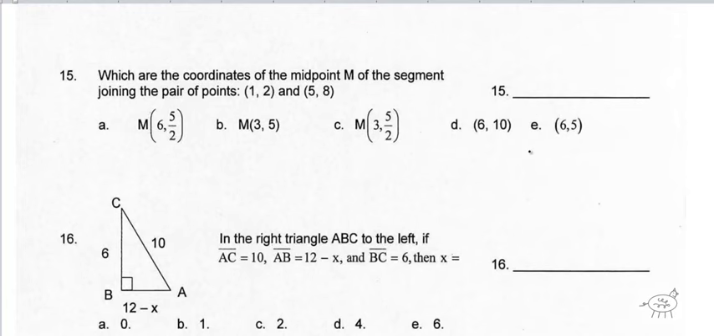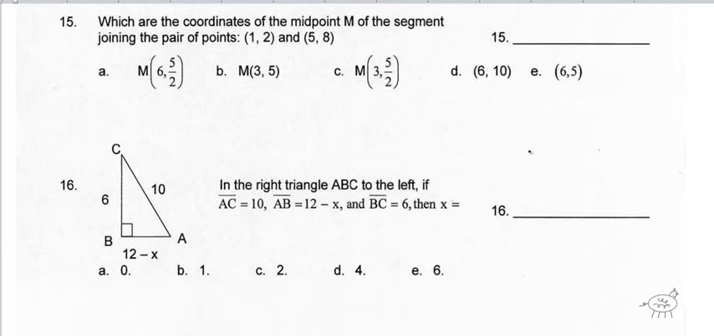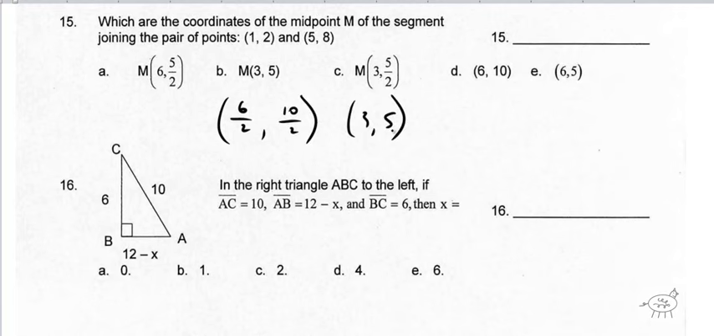Okay. 15, which are the coordinates of the midpoint M of the segment joining this pair? So again, it's a midpoint formula. It's the average. So 1 plus 5 is 6 over 2. 2 plus 8 is 10 over 2, so it's 3 comma 5. I mean, it's really easy.